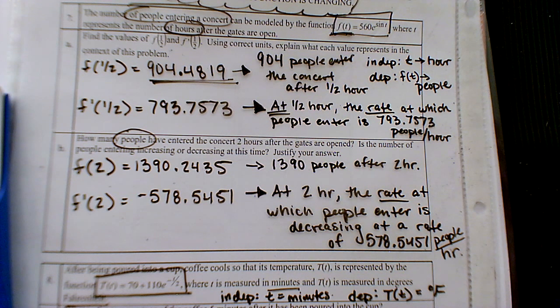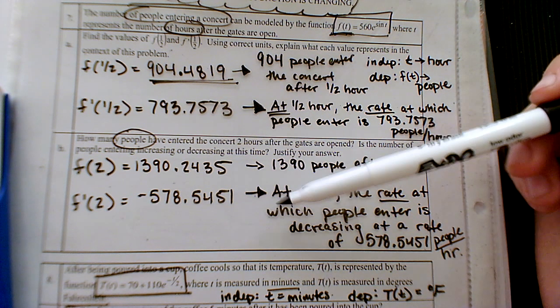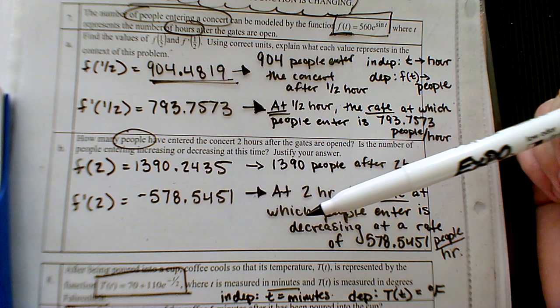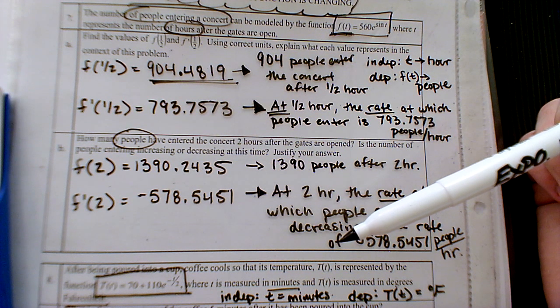Yeah, but this function is only about people entering. This function will give us no information about people leaving. People leaving. Why is it negative? People are coming in so slowly that it's a negative number. That's a negative number.